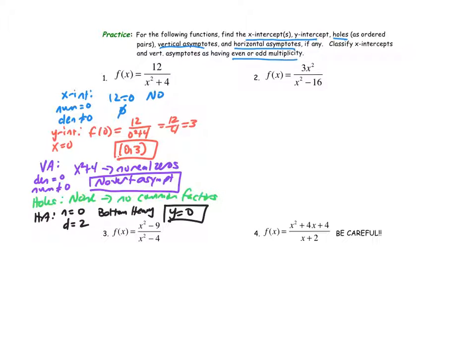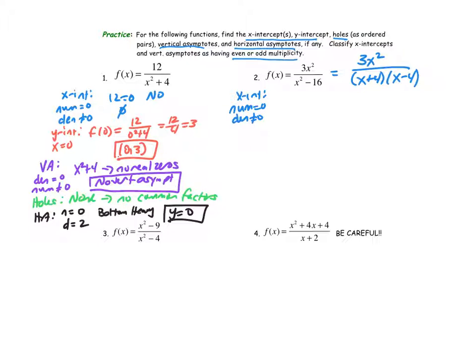Example 2. We'll begin again. Let's find our x-intercept. So our x-intercept occurs when the numerator equals 0, but the denominator is not equal to 0. And I'm going to factor this. It's usually a good thing to do when we start analyzing rational functions. So the denominator is a difference of squares, which factors as the quantity x plus 4 times the quantity x minus 4.